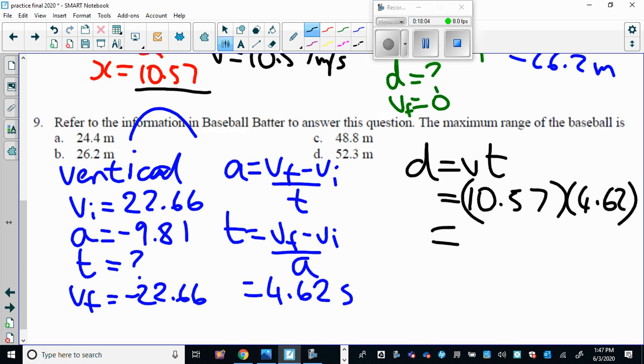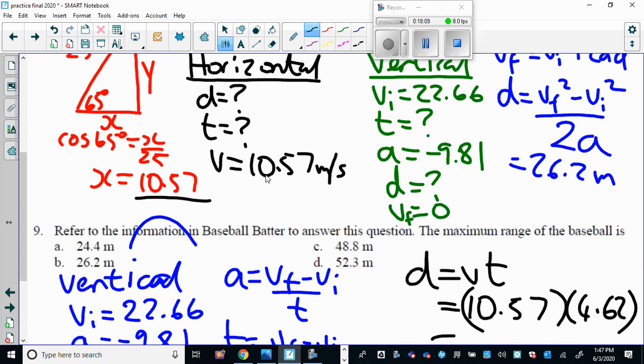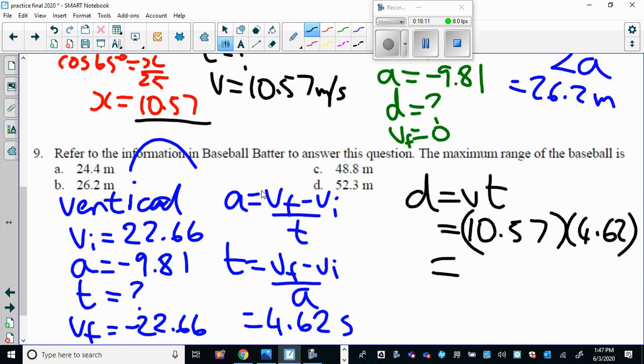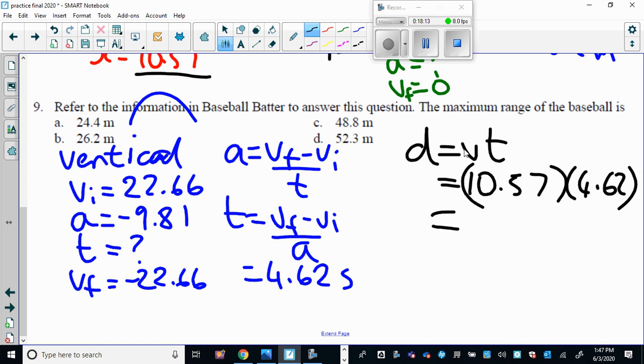Don't forget to use the correct velocity. So if you go back to your horizontal, your velocity is 10.57. It's constant velocity, so we can use this formula here, d equals vt. Multiply this together, you get 48.8.